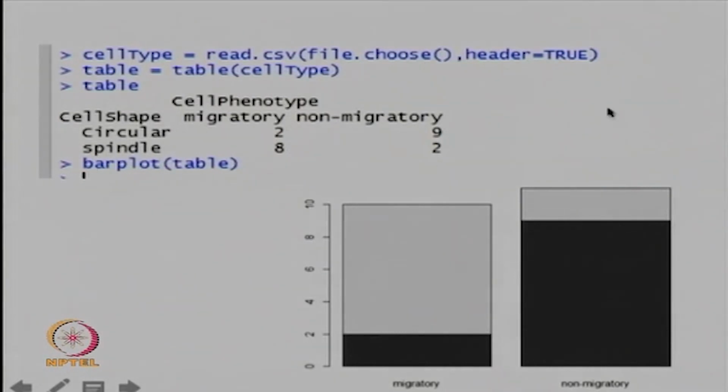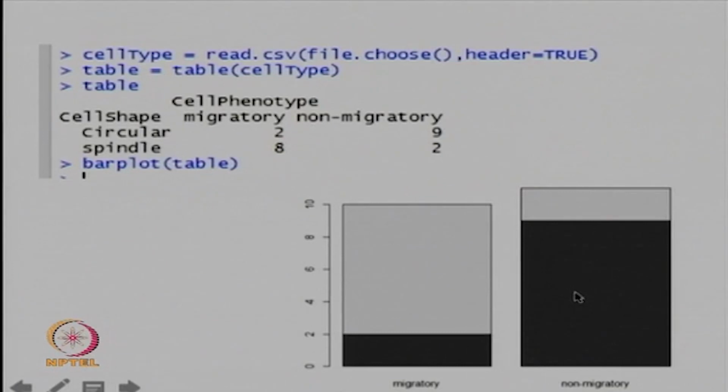migratory. So, this data conveys the point that a greater proportion of cells which migrate are spindle in shape, and a greater proportion of cells which are non migratory are circular in shape. Okay. So, this is a way of plotting this data. You can do a bar plot of this table and you have this particular distribution.